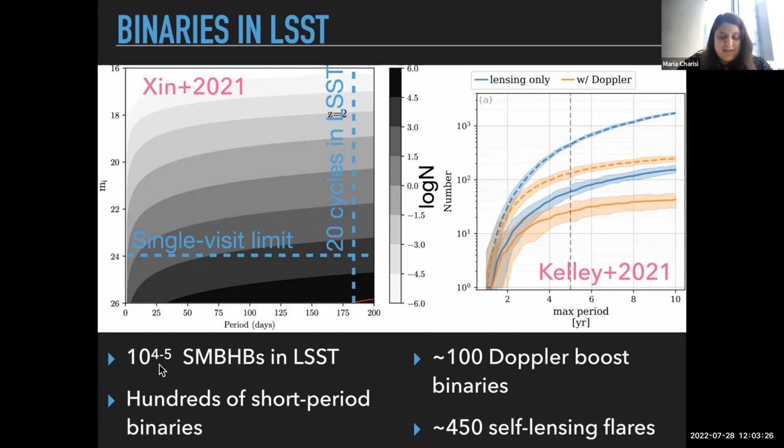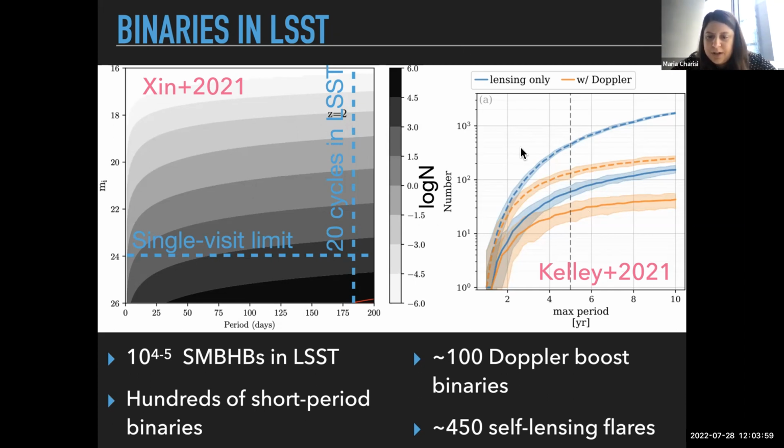And the interesting thing is because we have such a big sample, we should expect to find a few of the short period ones, which are more rare. For example, this model predicts that within the single visit limit of LSST, we should be finding a few hundreds of binaries that have a period of 6 months, which means that over the course of the survey, we could see 20 cycles of the periodicity, and then we could be certain that this quasar is periodic, for example.